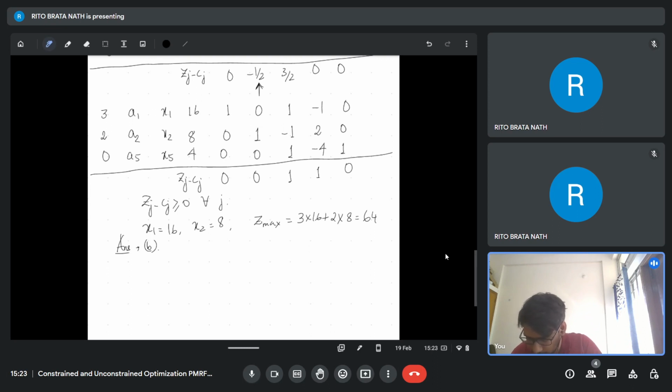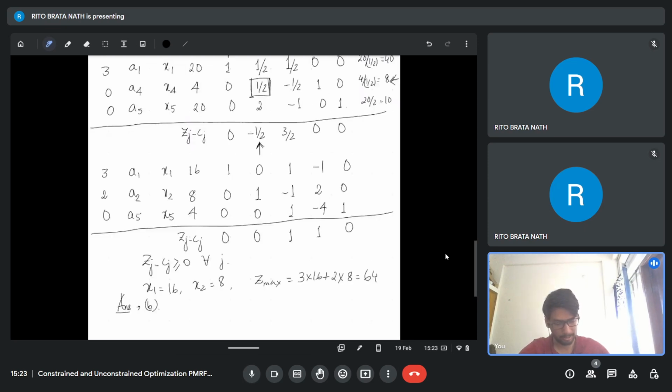The next one will have something interesting because it involves the greater than or equal to constraints as well. So we have to solve it by the two-phase method. So let's do this.